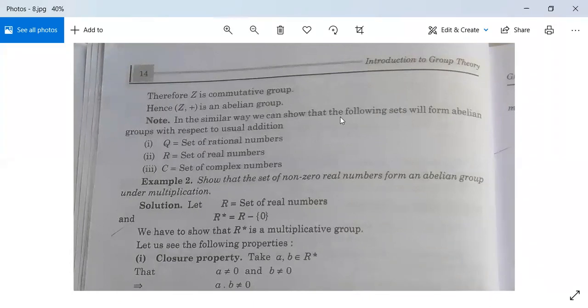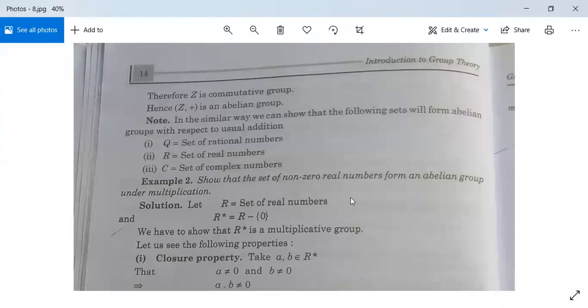Note, in a similar way we can show that the following sets will form abelian groups with respect to usual addition. What are they? Q is equal to the set of rational numbers, R is equal to the set of real numbers, and C is equal to the set of complex numbers. All these three are abelian groups with respect to addition. There is another example, let us see.